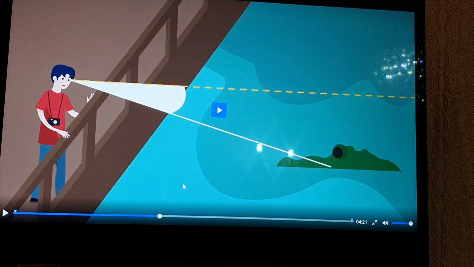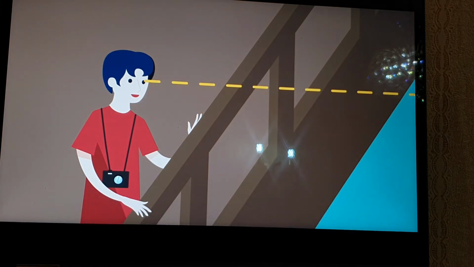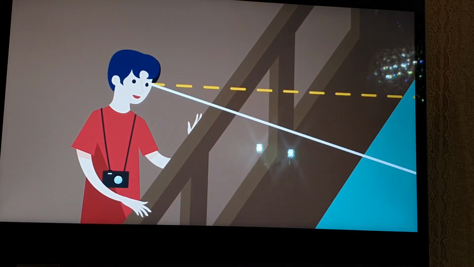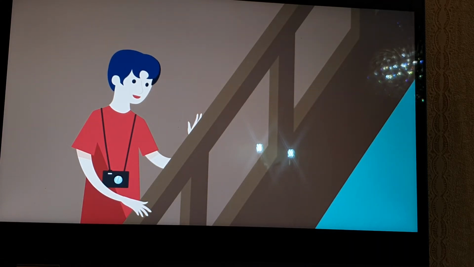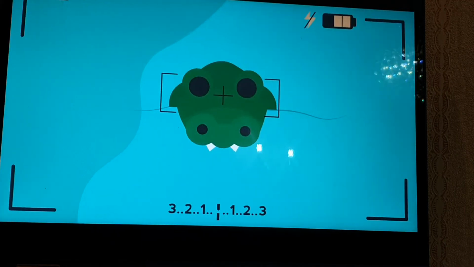I clicked wrongly. Never mind, it's here. Let's find out where this angle is. Remember, Dylan was looking straight like this just now. Then he looked down at the crocodile. There is an angle here. This is the angle of depression. Depress means downwards. With this angle of depression of the crocodile from Dylan, he takes a picture of it.